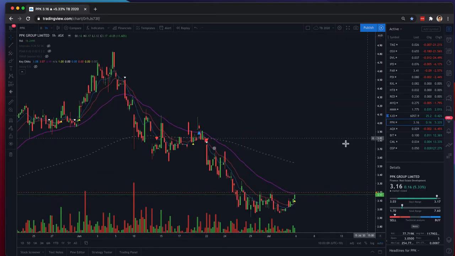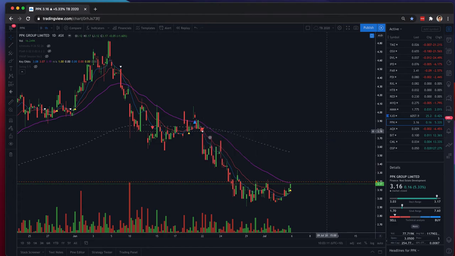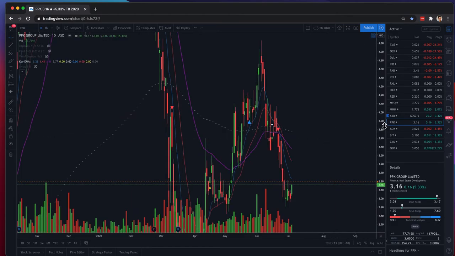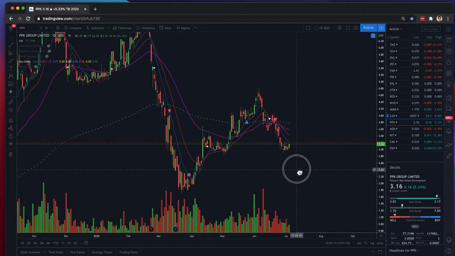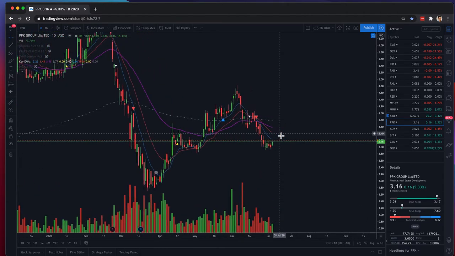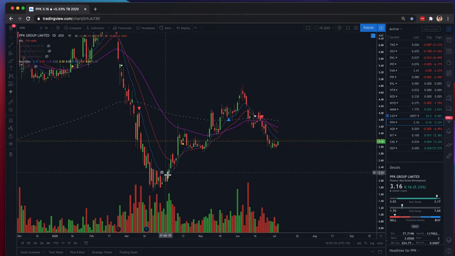Okay, now let's go back to daily. And as we can see, PPK has been in a downtrend, but an indicator to potentially get back into this stock would be if the candles started to move above the blue line, above the 10 EMA. The reason being is because look what happened last time when that happened. It moved above and then just kept on going up. And then the lines cross.